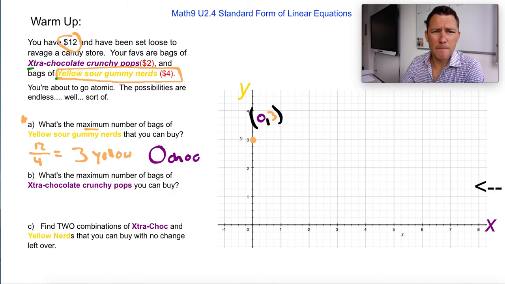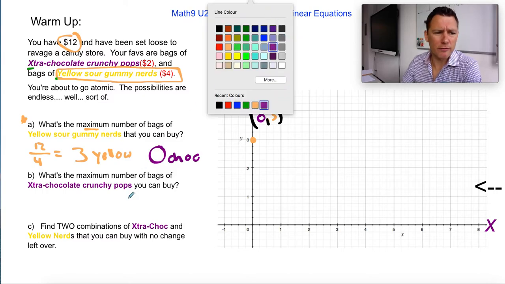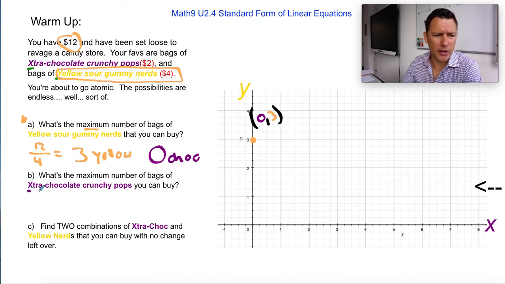Okay, we're going to think about how many of the extra chocolate crunchy pops you can buy if you buy no yellow sour guys. So think about that. All right, if we have $12, the extra chocolate crunchy pops cost $2. How many of those can we buy? Well, 12 divided by 2, we can buy 6 packets of the extra chocolate.